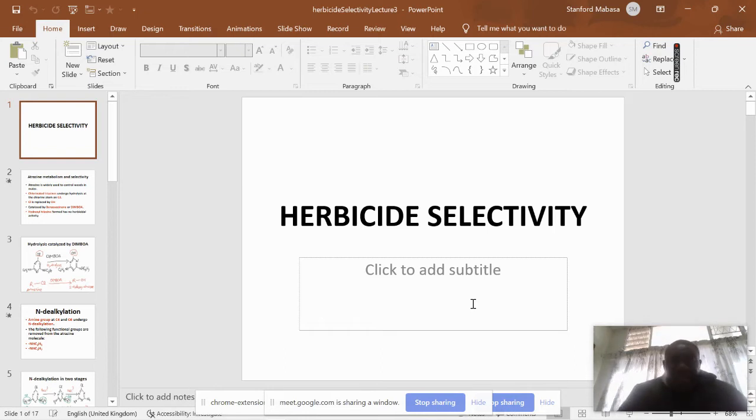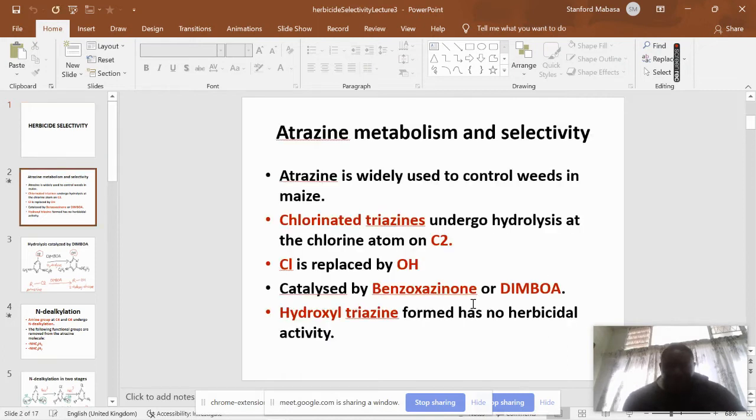Right. I just want to highlight a few things on herbicide selectivity. I want to focus on the commonly used herbicide, which is atrazine. So, atrazine metabolism and selectivity. Atrazine is widely used to control weeds in maize. Now, usually, these herbicides contain chlorine.